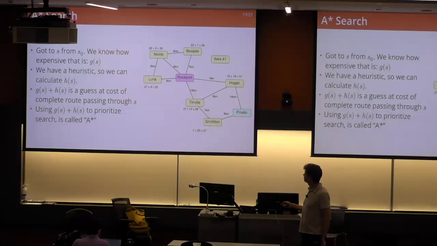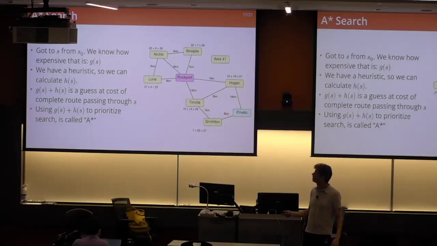But then what I'll do is take the actual distance of 13, and I'll take my guess of 15, and I'll add those together, and I get this number, which is sort of my guess at the distance from Rockport to Tinville to the goal, using the actual distance to here and the guess from there. Yeah? Go ahead.